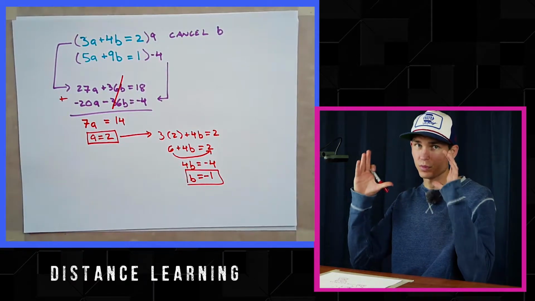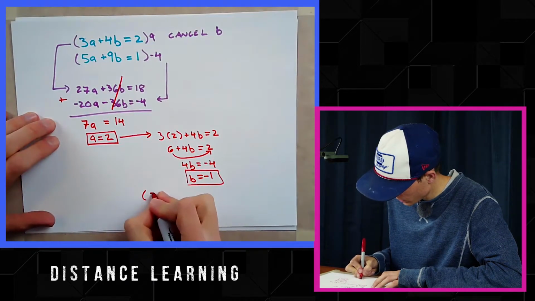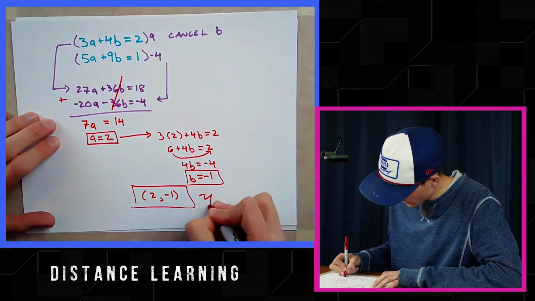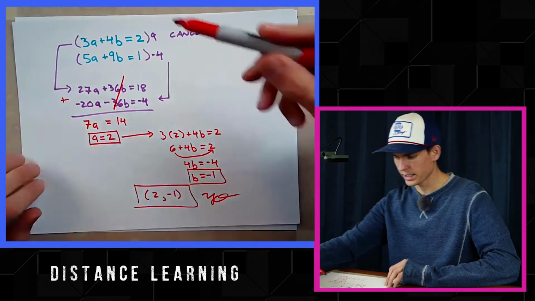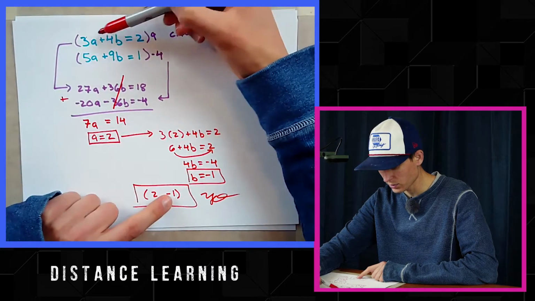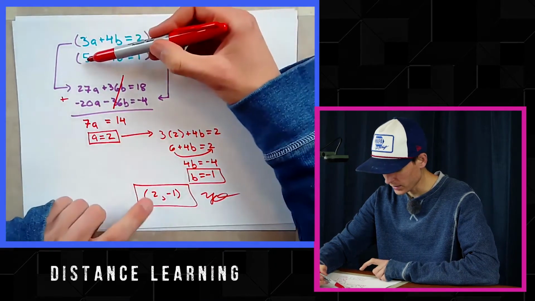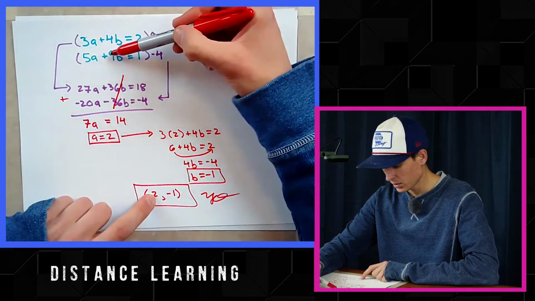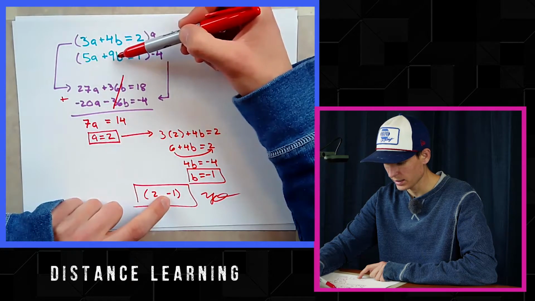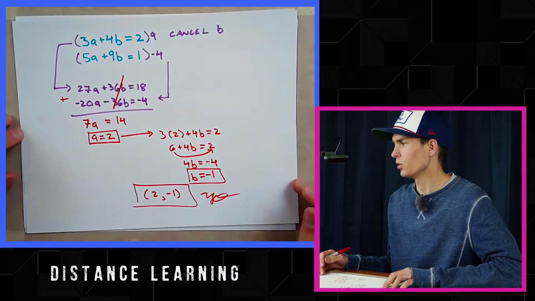Remember, put your answer in parentheses in alphabetical order. So that's going to be (2, -1). That is your answer. And again, you can plug them back in. Let's see. 3 times 2 is 6, plus 4 times -1. So 6 minus 4 is 2. Checks out. 5 times 2 is 10, plus 9 times -1. 10 plus -9 is 1. That works. Your answer is correct.